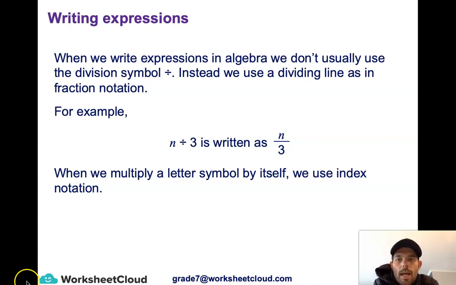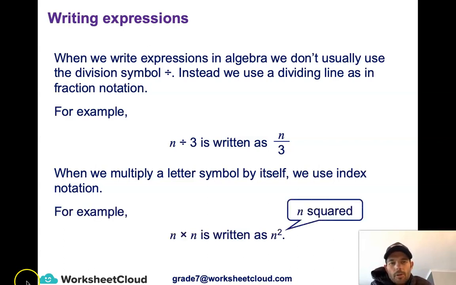When we multiply a letter symbol by itself, we use index notation. And by this we mean n times n is written as n squared. Okay, so if you put a number in place there, 2 times 2 would be written as 2 squared. So for letters, n times n is equal to n squared.